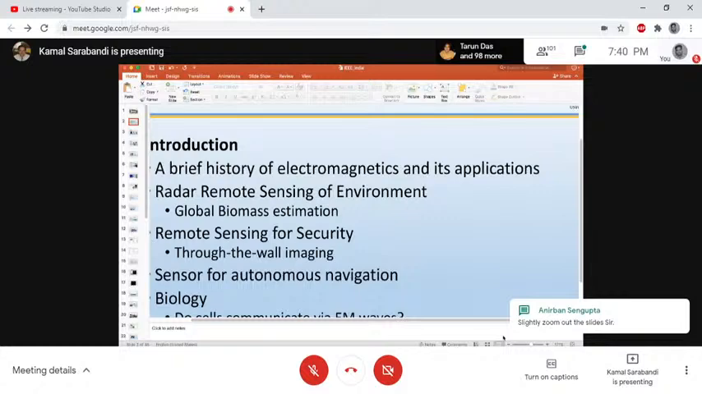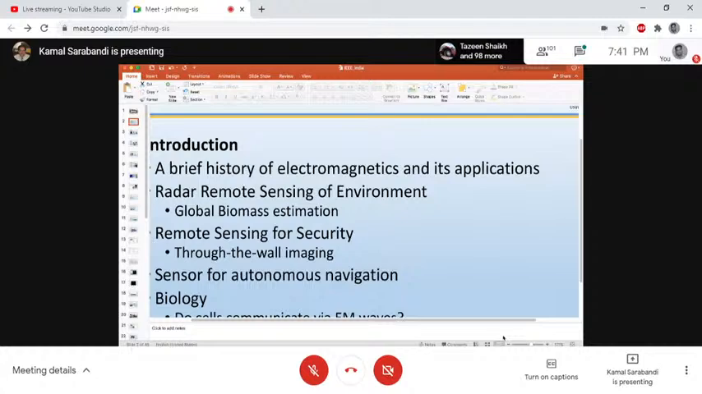All right, then I'll also talk a little bit about the application of electromagnetics for security. Specifically, I'll talk about the application of the system for seeing through walls and being able to image, for example, inside of a building from outside, or inside the building from inside, areas that are not visible.